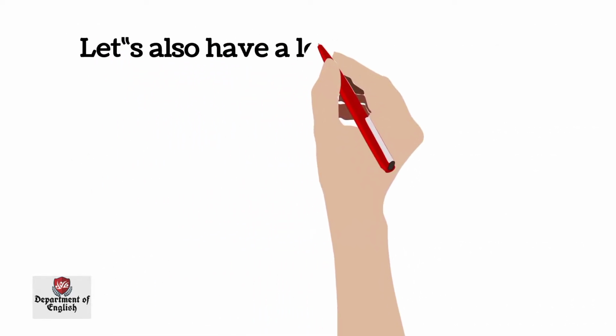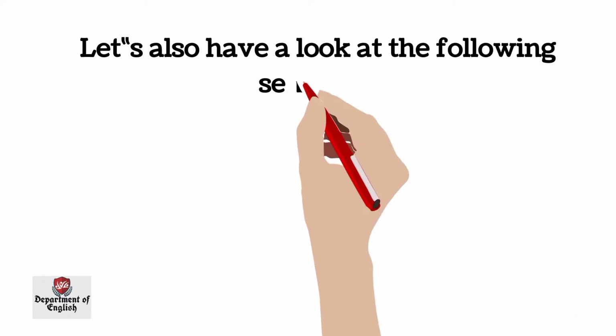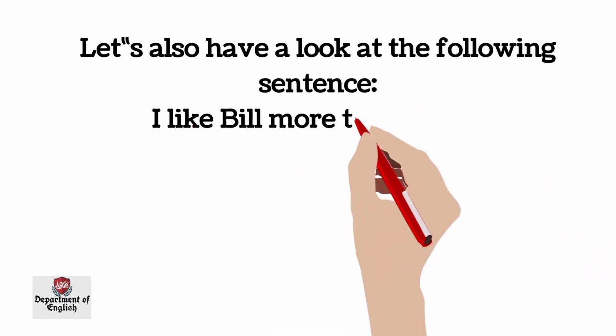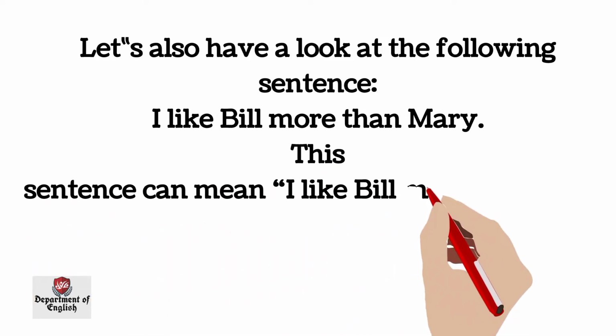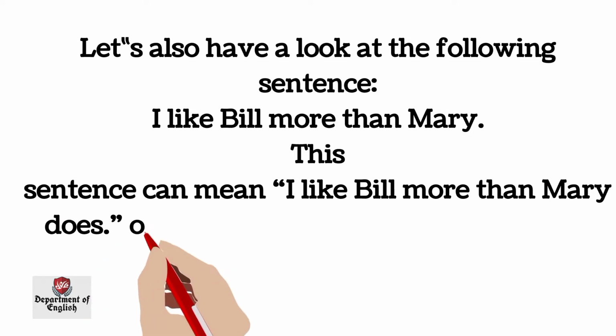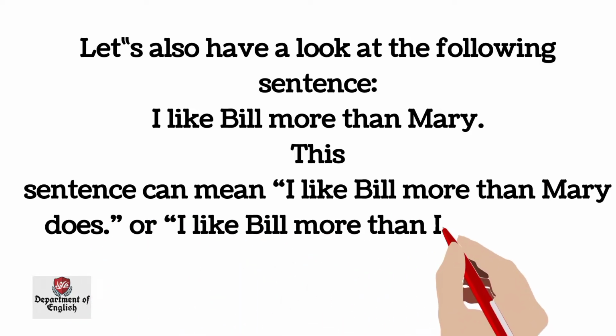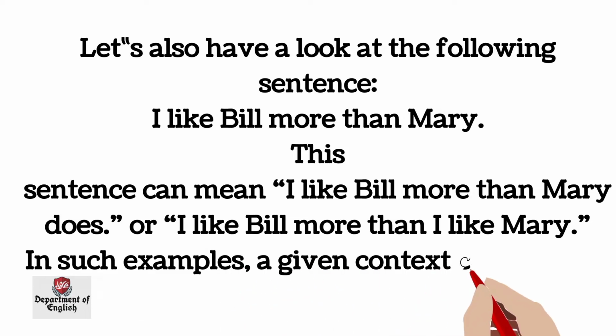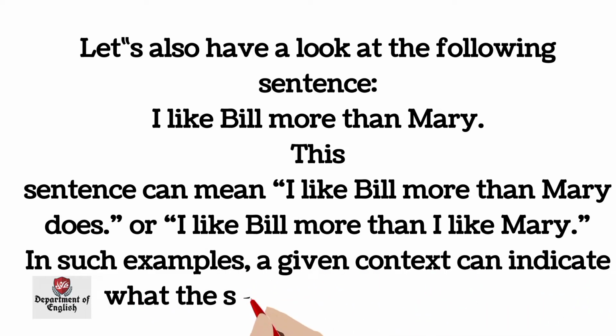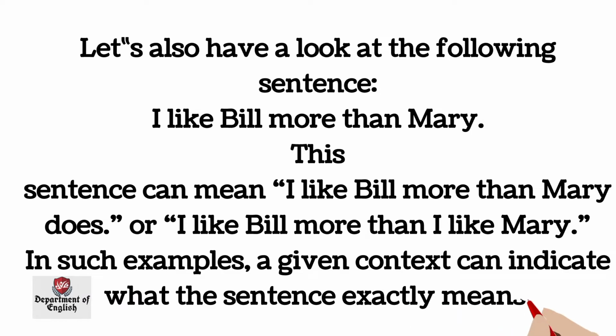Let us also have a look at the following sentence: I like Bill more than Mary. This sentence can mean, I like Bill more than Mary does. Or, I like Bill more than I like Mary. In such examples, a given context can indicate what the sentence exactly means.